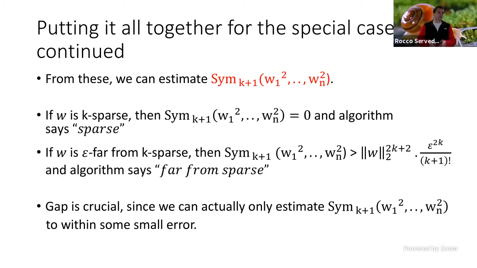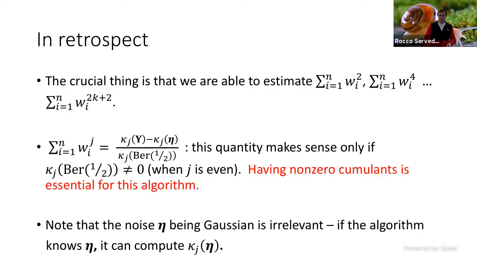And then we just saw that if the vector was k-sparse, this k plus first elementary symmetric polynomial will be 0. Whereas if the vector was far from k-sparse, then this k plus first elementary symmetric polynomial will be bounded away from 0. So we can successfully come up with the right answer in each of these cases, whether the vector is k-sparse or far from k-sparse. So that's a sketch of the simple result, the result in the case where the underlying distribution was uniform over the Boolean hypercube. Are there any questions about that result? Okay, if not, then I'll move on.